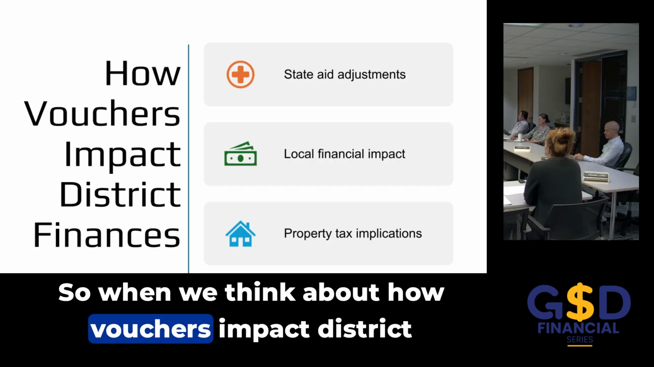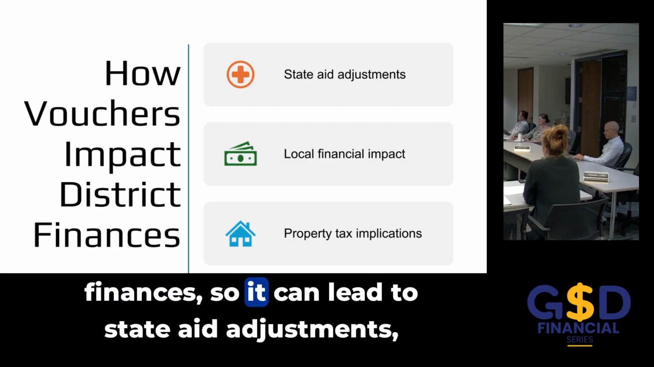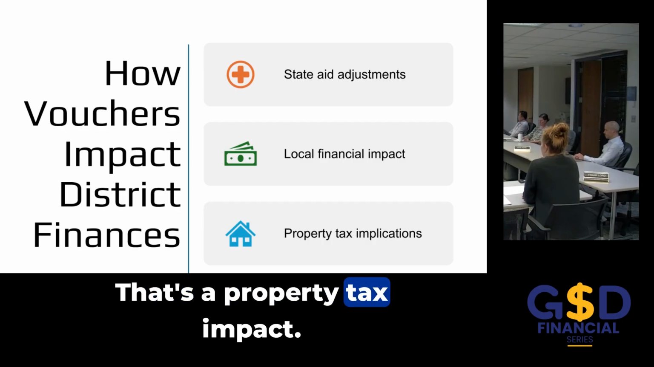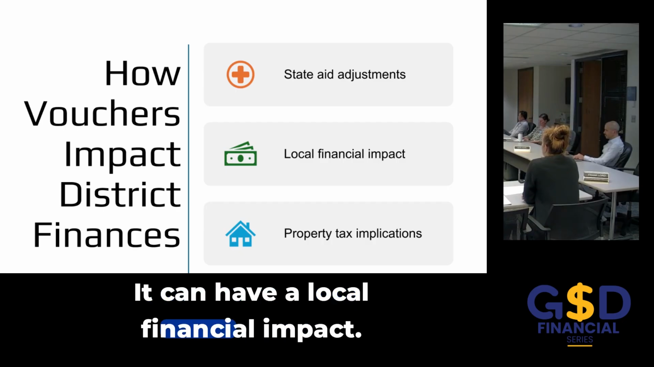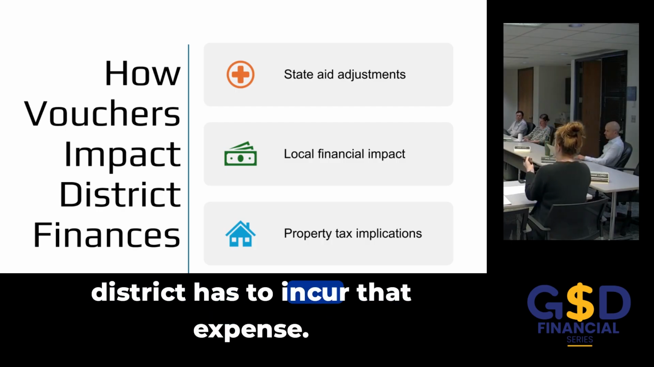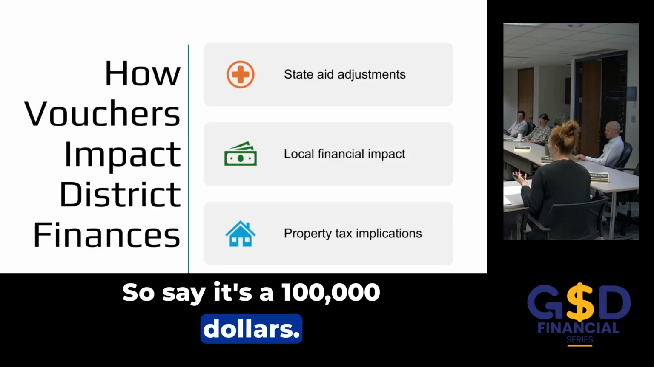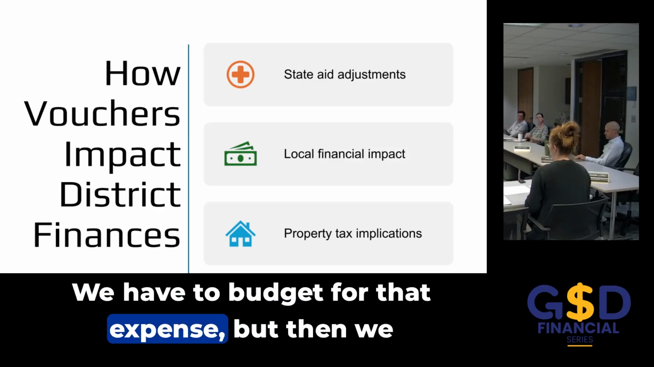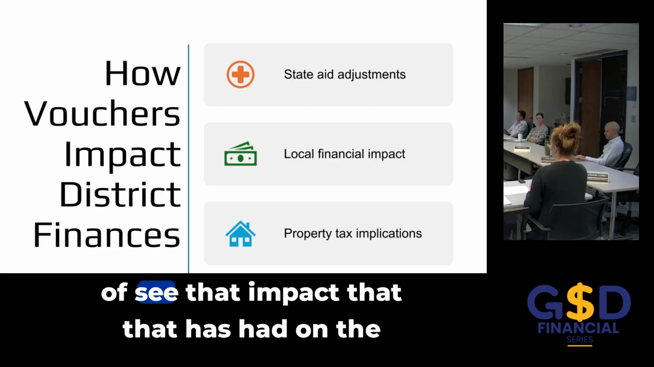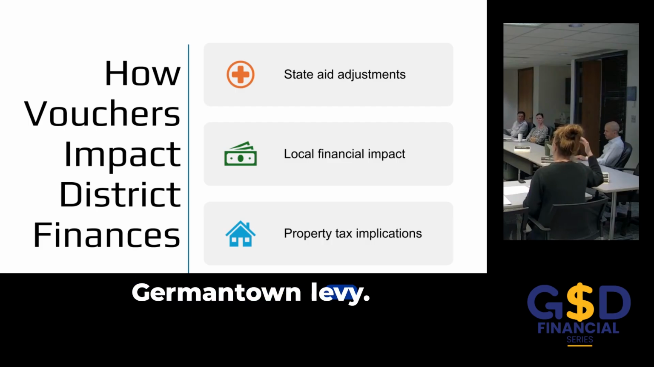So when we think about how vouchers impact district finances, it can lead to state aid adjustments, which again, state aid has that inverse relationship with the levies. That's a property tax impact. It can have a local financial impact. The way the voucher expense works is that the district has to incur that expense. So say it's $100,000. We have to budget for that expense, but then we have the ability to levy for that amount to offset. And we'll go through in a little bit so you can see the impact that has had on the Germantown levy.